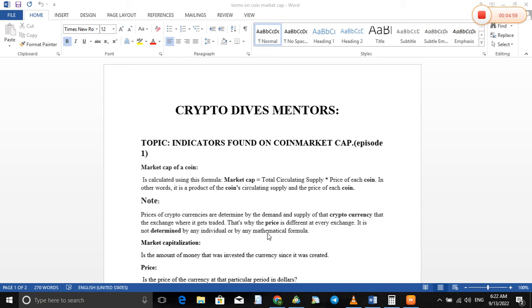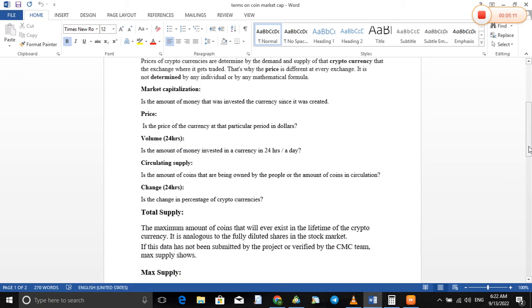The amount of money being traded by that particular exchange can be different from the amount of money being traded on another exchange. Going ahead with our notes, we have what we call market capitalization. It is the amount of money that was invested in that particular currency since it was created. When you look on the chart of Bitcoin, you'll find Bitcoin has over 400 billion US dollars being invested in it ever since it became public. So that is a lot of money.